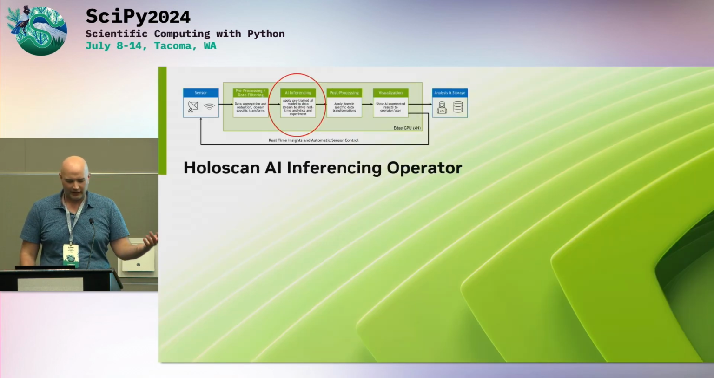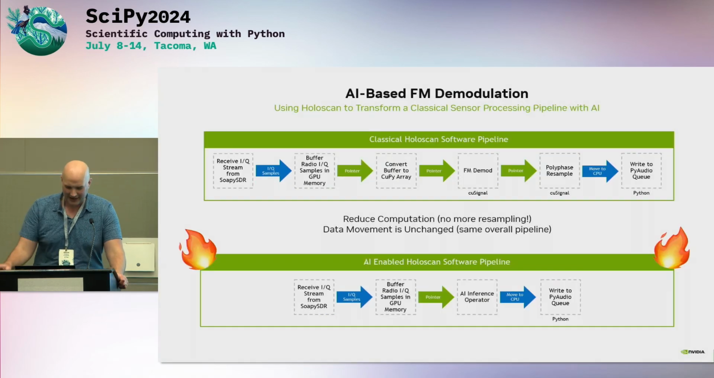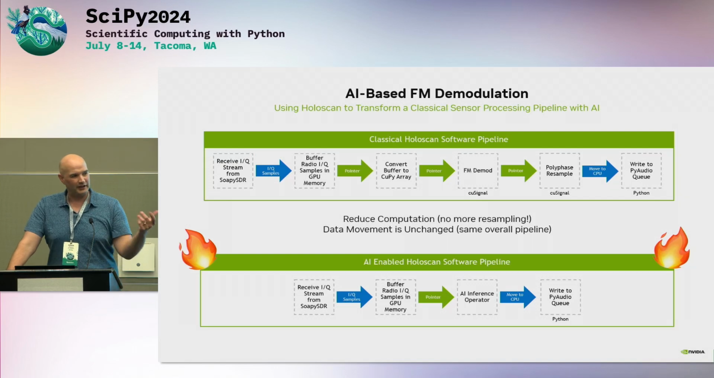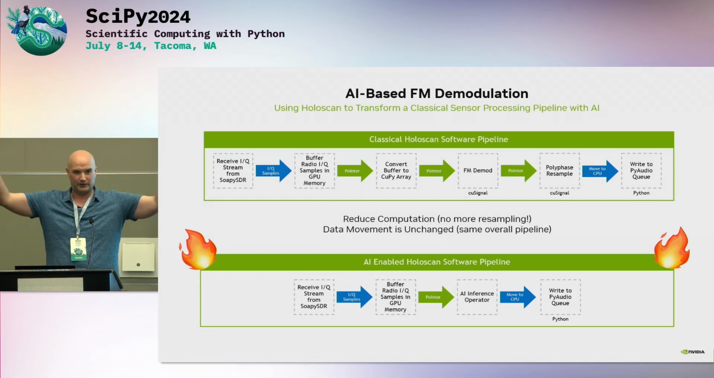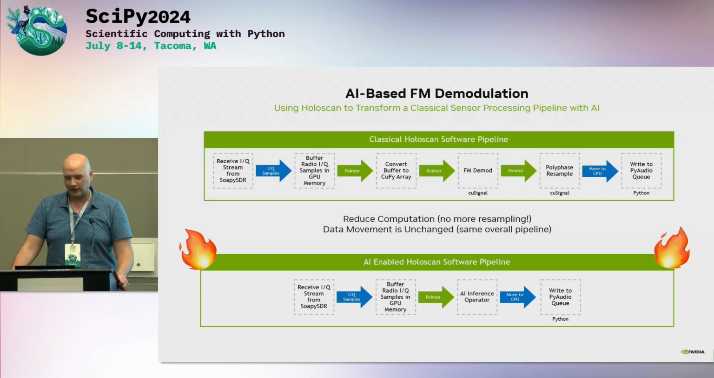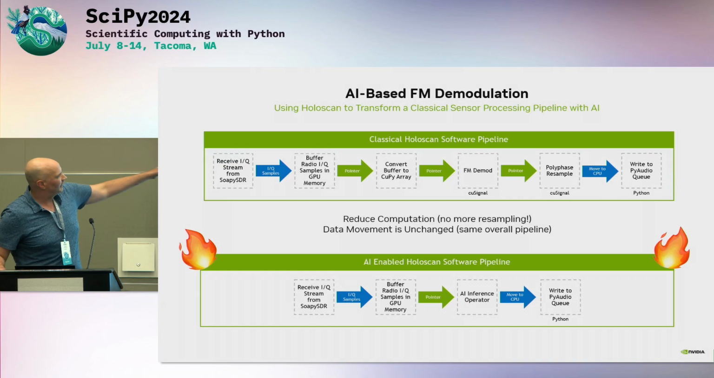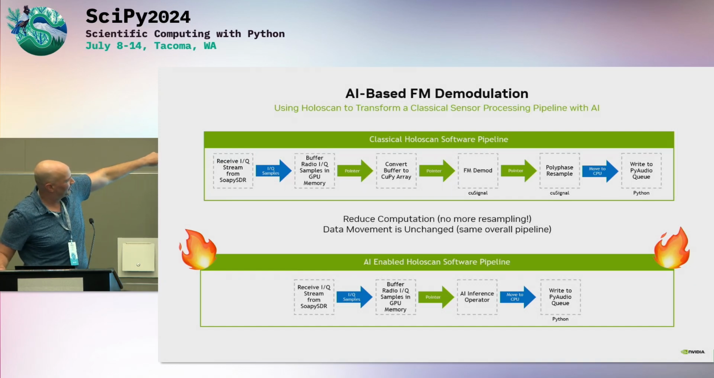We also have an example with the AI inferencing operator. Luigi built an AI-based FM demodulator, which is really, really cool. Typically, if you listen to a car radio, you're doing this demodulation. So you're getting voice out of the signals that you're receiving via hardware. If we do this in Holoscan without doing anything with AI, it looks like the top. But what we can do is train an AI model that does the resampling and the FM demod.